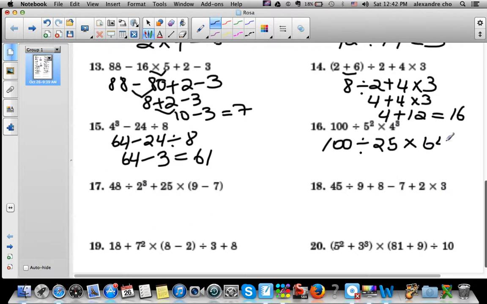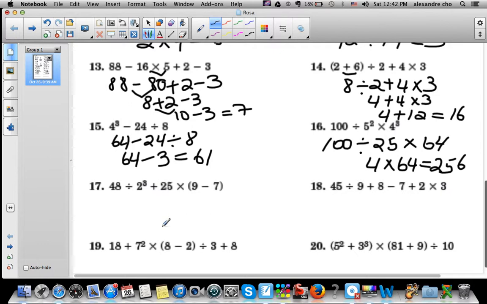This is going to be a big number. Okay. So my exponents are taken care of. So the following is either multiplication or division. So division comes first. 100 divided by 25 is 4. And you multiply that with 64. And that should give you, let's see, 4 times 4 is 16, 256.